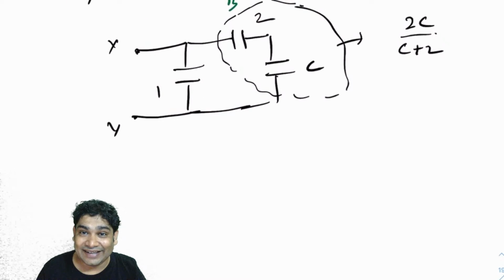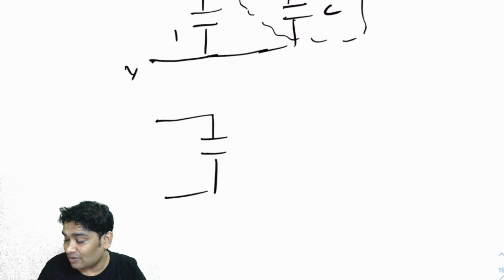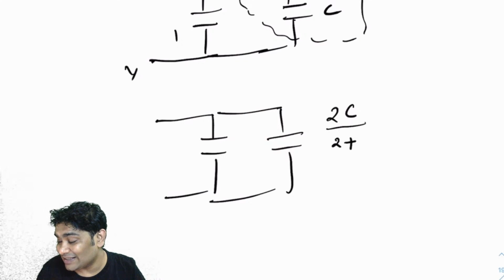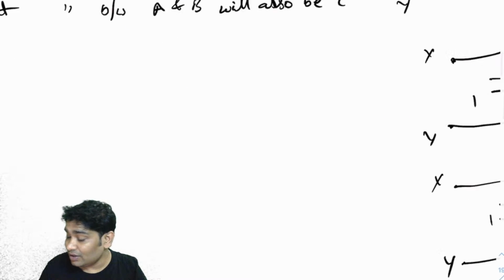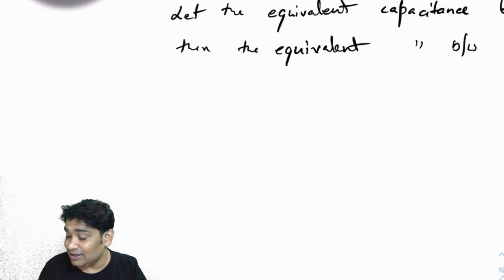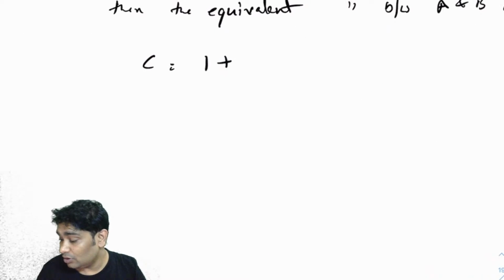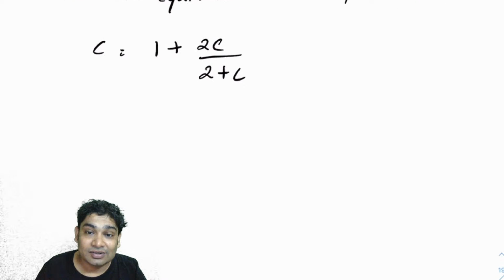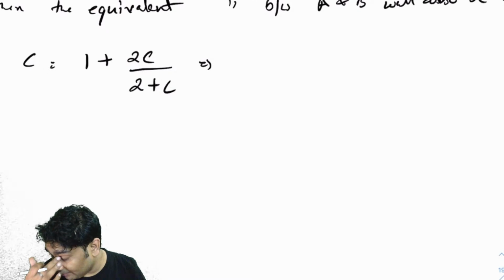Alright, so now I can draw this again. This is 2C over 2 plus C, and this is 1. So now I know the answer. The equivalent capacitance between X and Y, which is also C. So I can say that C equals 1 plus 2C over 2 plus C. Alright. So now all I need to do is take these on the other side. Let's see what I am getting.